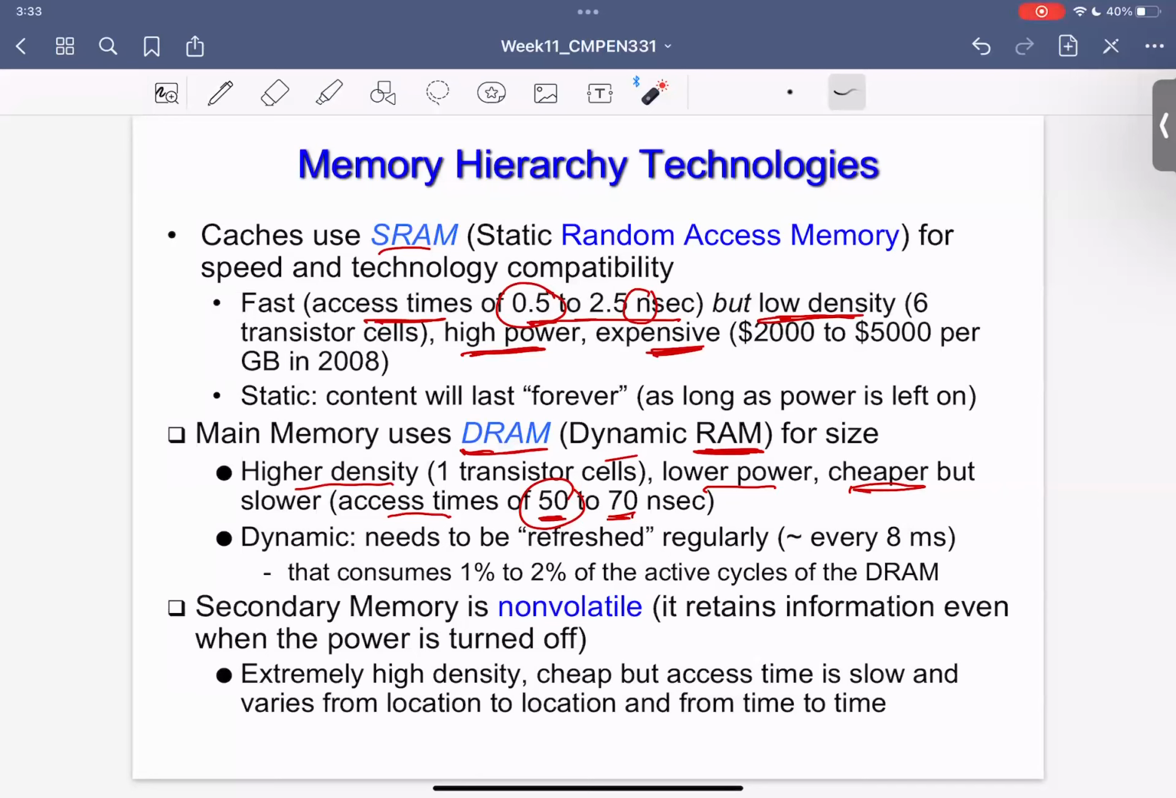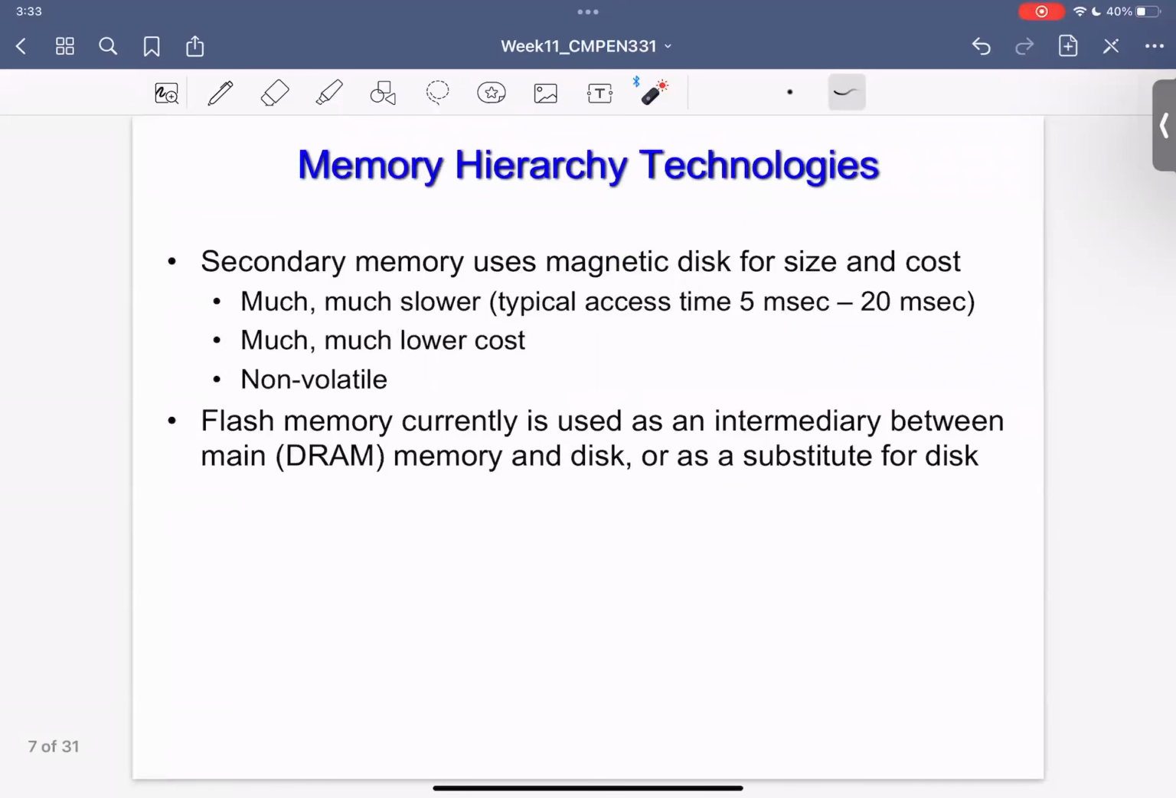There is also secondary memory, for example, a non-volatile hard disk. It's extremely high density and very cheap, but again, the access time, unfortunately, is very slow compared to the DRAM and, of course, the SRAM. It's much slower, lower cost, and of course, it's not volatile. This is used in the magnetic disk.